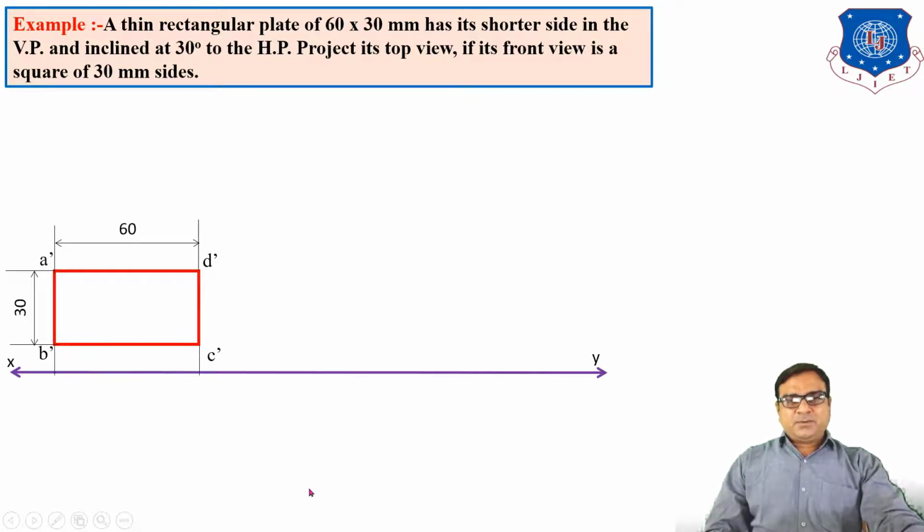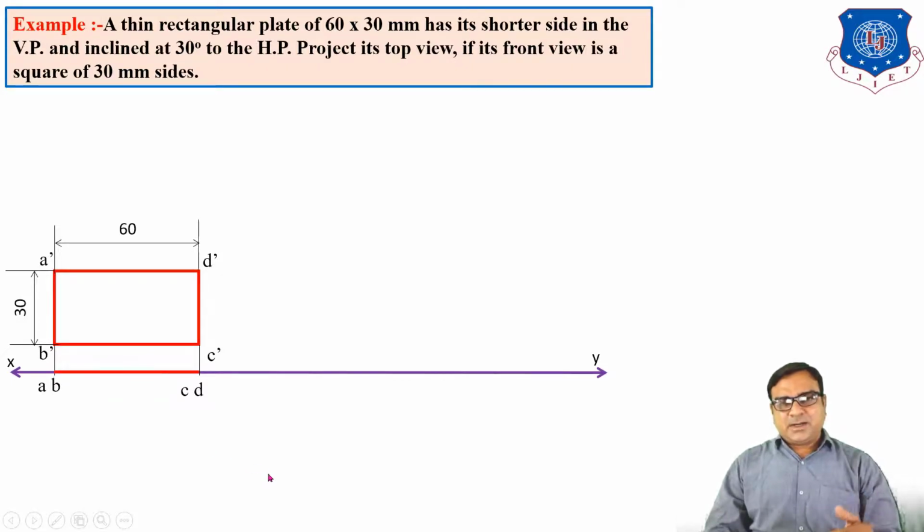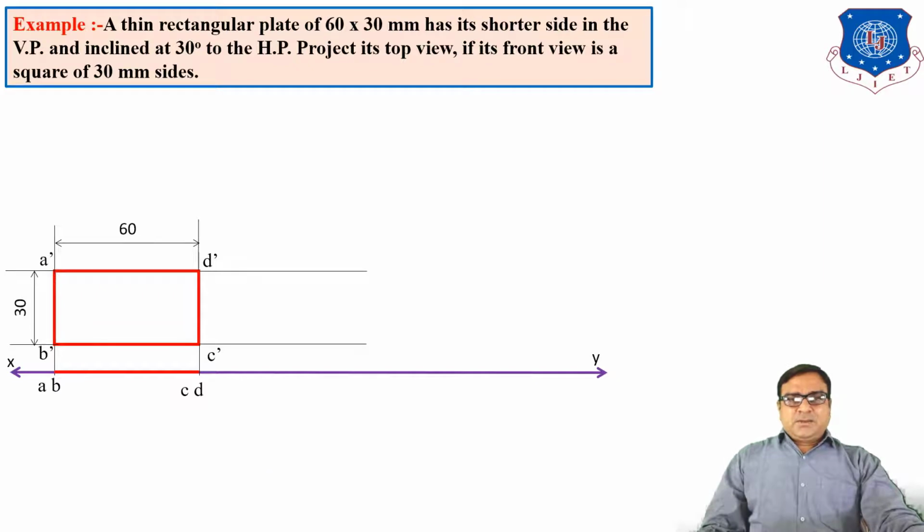Now the top view, the projection on the horizontal plane, ABCD. The top view is a straight line on the XY line because our plane is exactly on the vertical plane. Now, second stage. Here our shorter side must be in VP and inclined 30 degrees to HP.